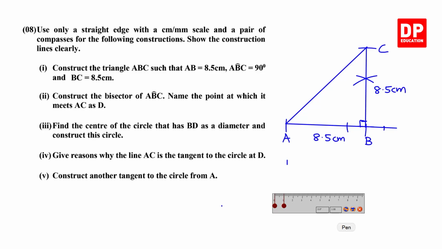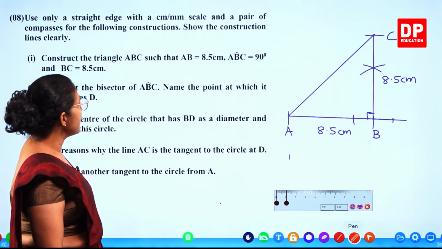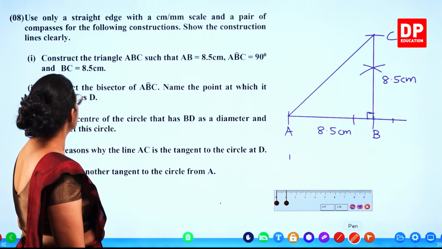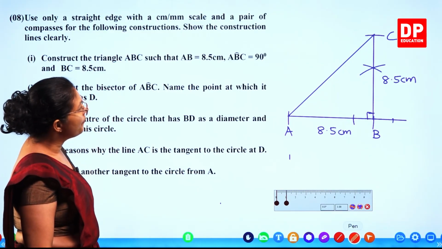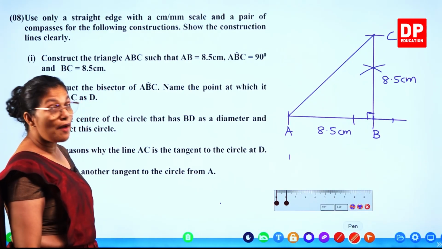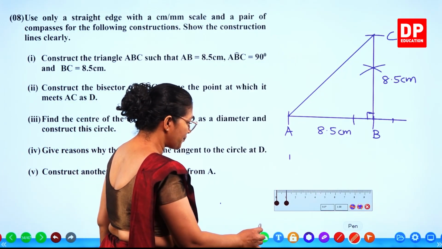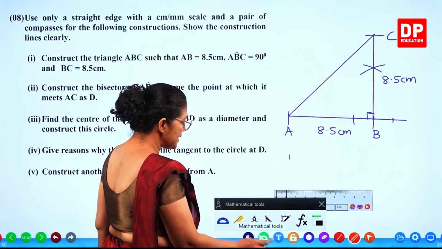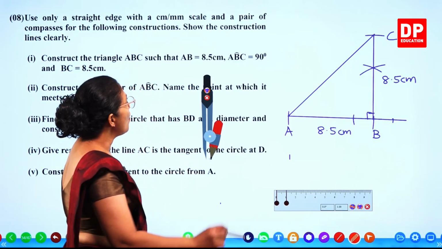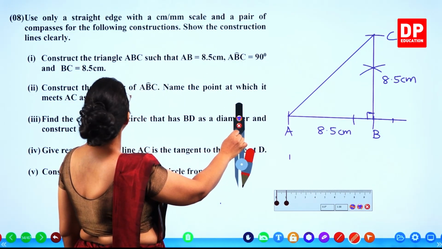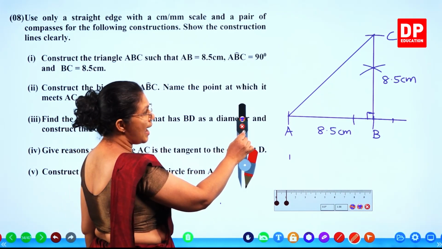Construct the triangle ABC. Then construct the bisector of ABC angle. Name the point at which it meets AC as D. So you have to construct the angle bisector. How do you construct an angle bisector? You take the compass. Now you need to bisect the B angle.